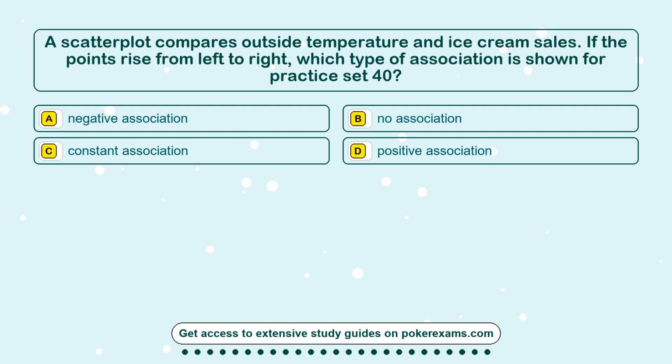Question 25. A scatter plot compares outside temperature and ice cream sales. If the points rise from left to right, which type of association is shown for practice set 40? Option A negative association. Option B no association. Option C constant association. Option D positive association.